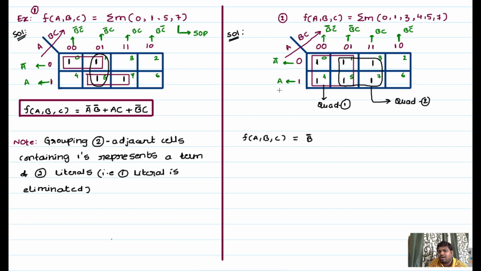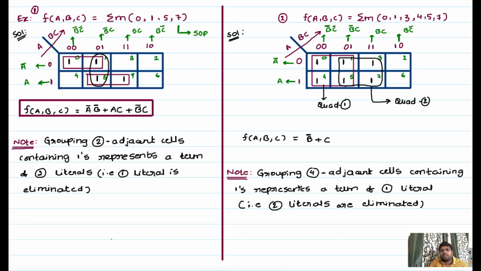for this quad 2, A bar A is the common elements. So while observing these two product terms, out of these two product terms, C is the common element. So you can directly write here C is your resultant term for quad 2. Okay, so this is your final expression. B bar plus C is your final resultant Boolean expression. This is the minimized Boolean expression.